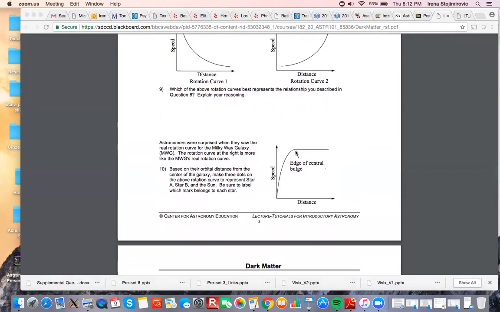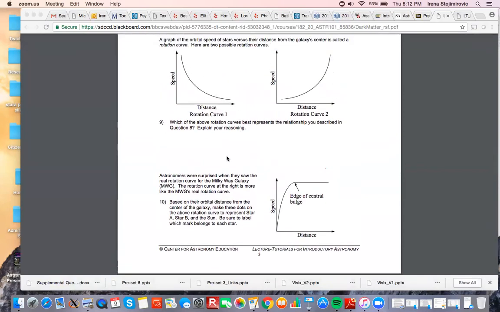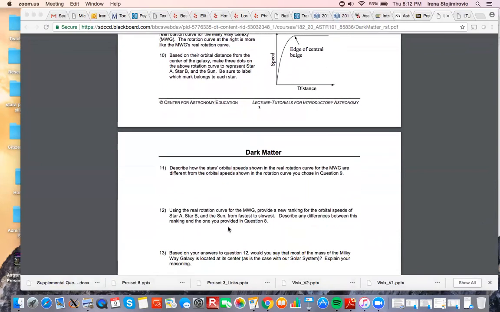Yes, very good. And so basically for those three stars that we are observing, one being here at the central bulge, all of those speeds were basically the same, right? Same on this plateau, as you said. And here that would not be the case. They would decrease, as you said, as the inverse square relationship. Okay, very good. Number 12.